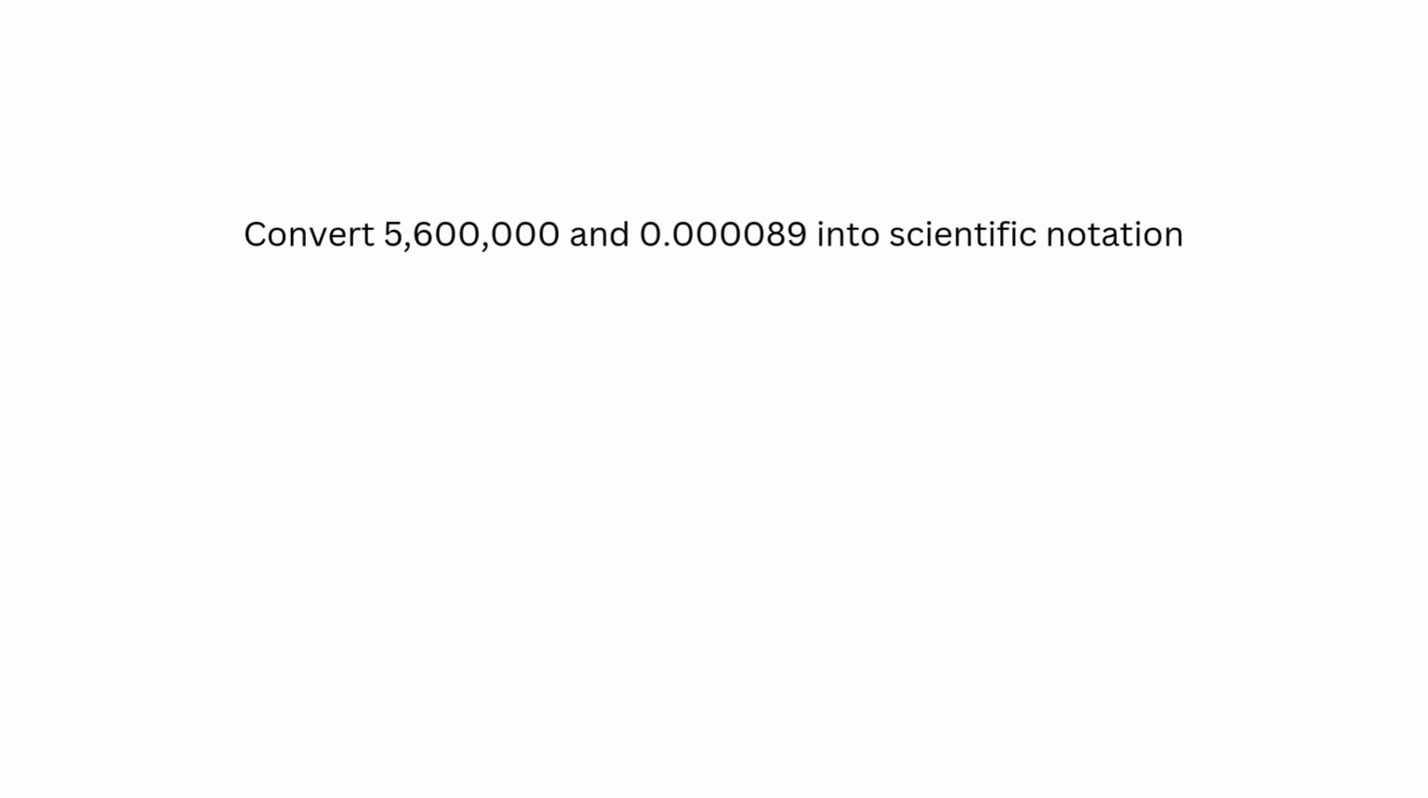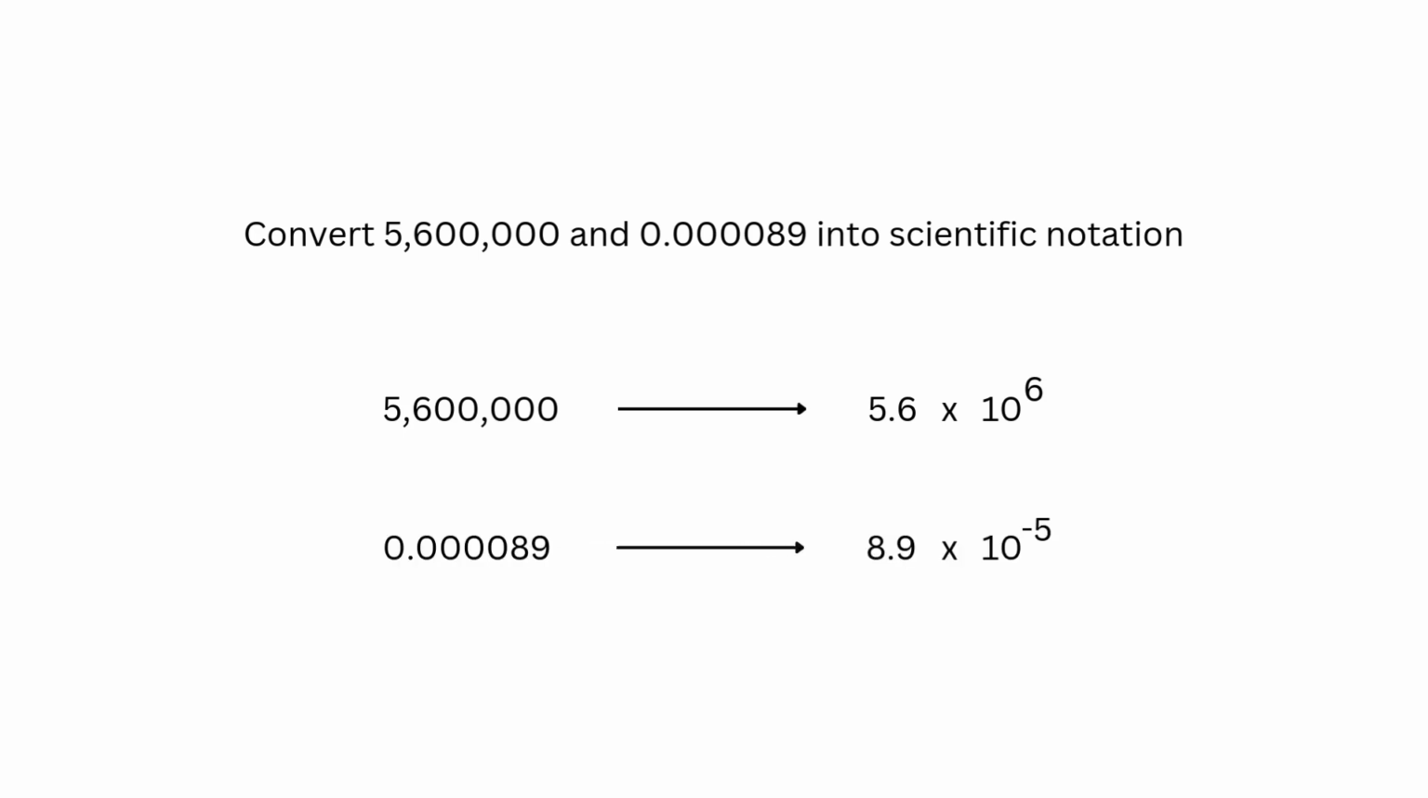Examples. Pause the video and try these. Convert 5,600,000 and 0.000089 into scientific notation. Did you get 5.6 times 10 to the power of 6 and 8.9 times 10 to the power of negative 5? Great job. Now you're a scientific notation pro.